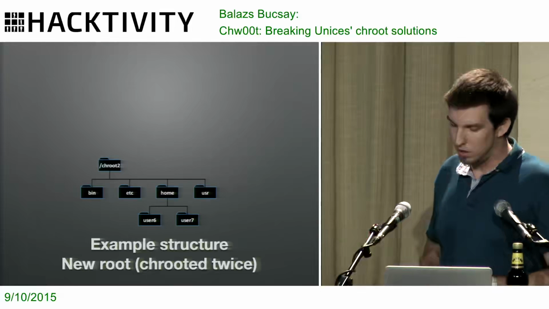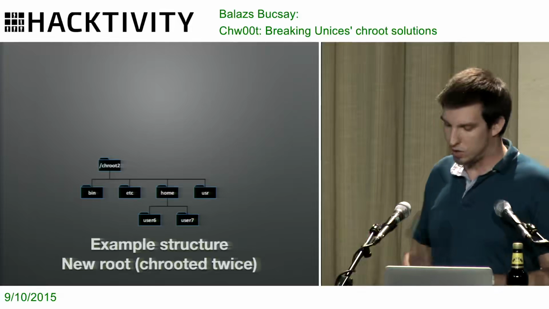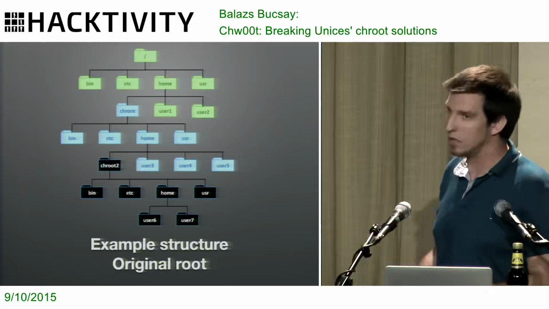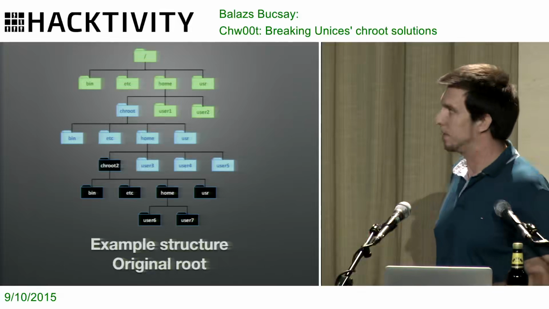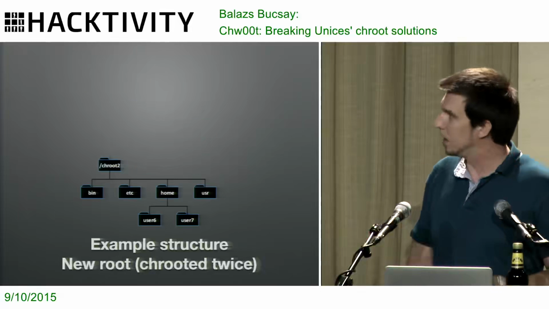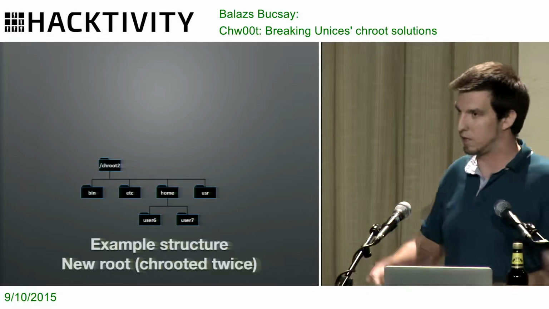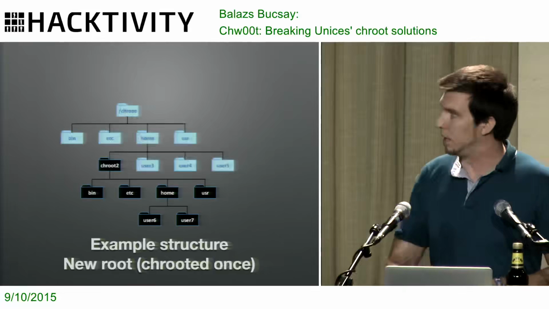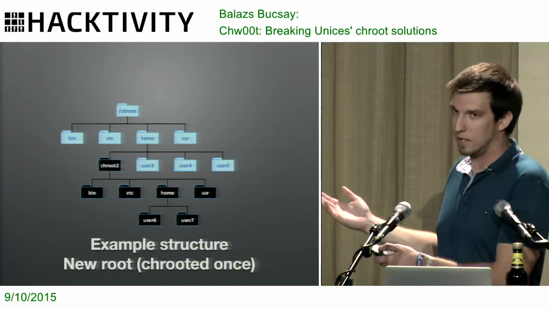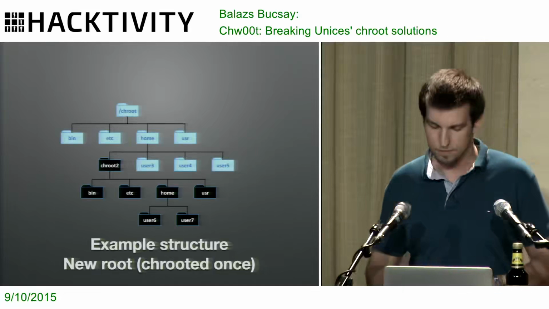If you manage somehow to break out from this chroot environment on Linux, you will see the full process tree and the full file system. If you do the same on FreeBSD, for example, because it's using a linked list, you will be able to see just this chroot environment.